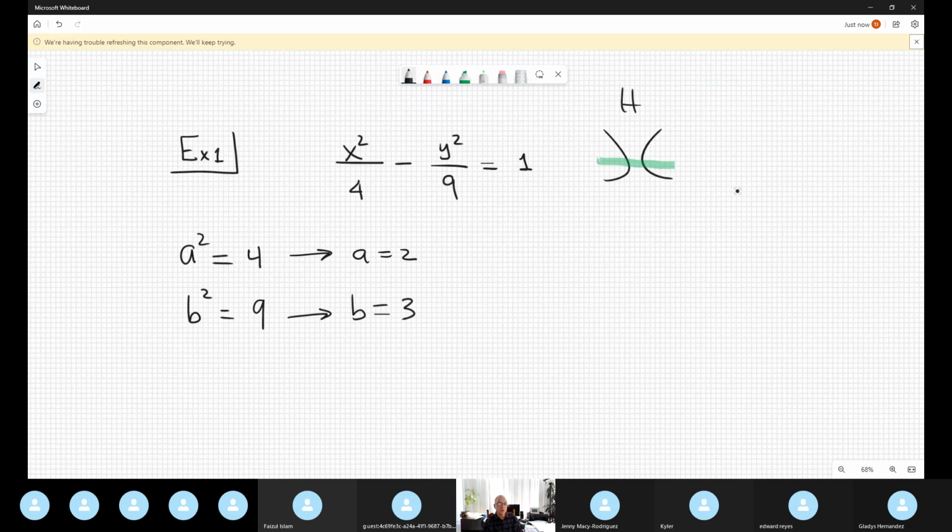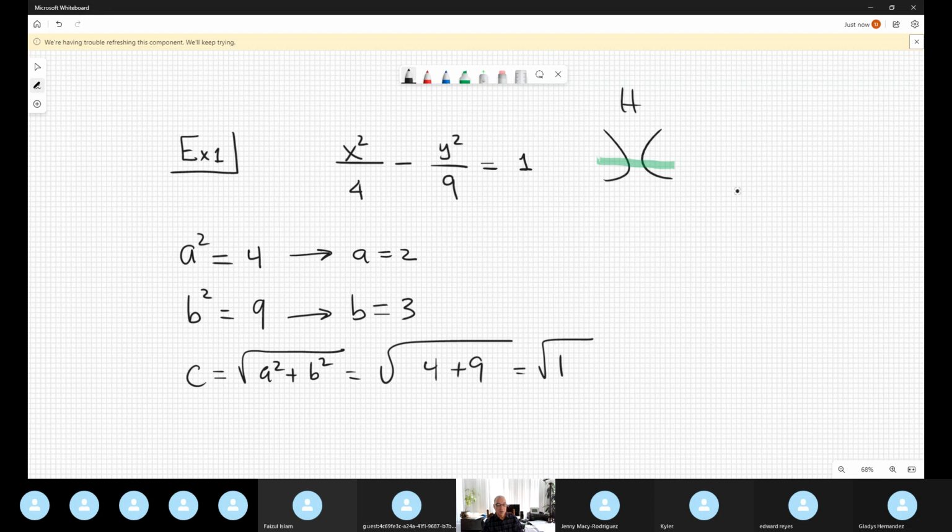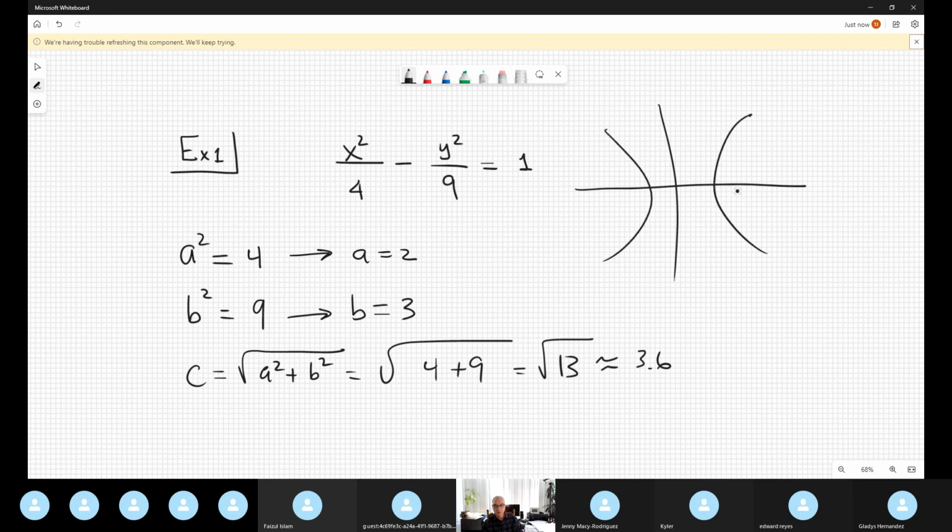And what about c? Well, c is the square root of a squared plus b squared. It's the square root of 4 plus 9, 13. And the square root of 13 is approximately, an irrational number, 3.6. Those are the foci, the c's. So this time, let me do a rough sketch. After we see this, my graphic looks like that, no? That distance is 2. That distance, the c, is 3.6, right?